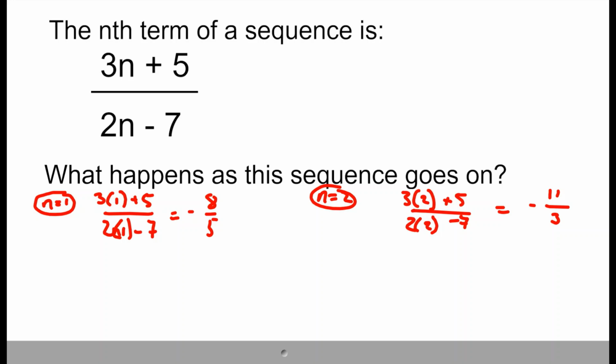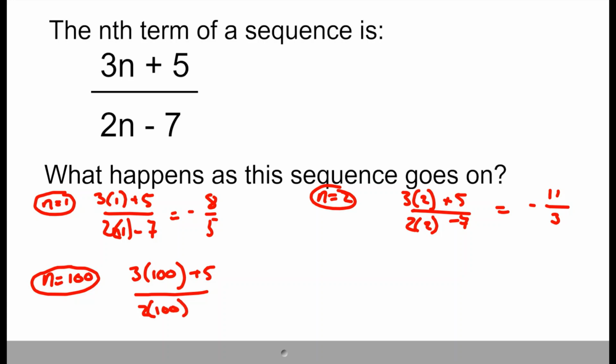Now, we could work out some much bigger values. So how about n equals 100? What does that give us? Well, we're going to have 3 lots of 100 plus 5 over 2 lots of 100, take away 7. We're going to have 305 over 193.